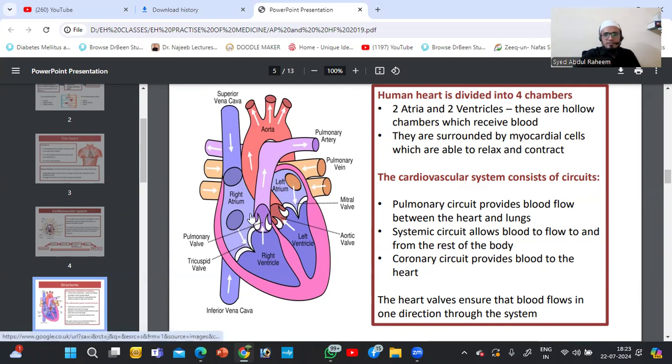So we have four chambers: atrium and ventricle, right and left, and we have valves. This is the right tricuspid valve. Because it has three leaflets, we call it the tricuspid valve. On the left side, we have the bicuspid valve. In the pulmonary artery we have the pulmonary valve, and in the aorta we have the aortic valve. This is the thing we have to remember.